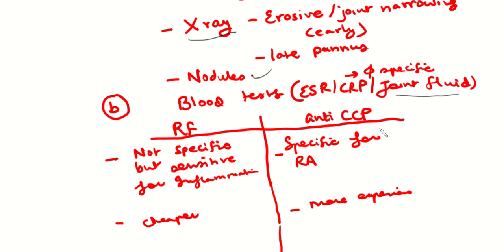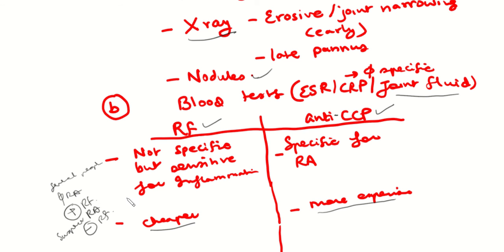But then there are two tests that are specific to rheumatoid arthritis. There's rheumatoid factor and anti-CCP. Again, rheumatoid factor's cheap, anti-CCP is more expensive. Rheumatoid factor is not specific but sensitive for inflammation. So you can have several people that don't have rheumatoid arthritis that have a positive rheumatoid factor. But it's a useful test. If I suspect somebody of having rheumatoid arthritis and they are negative rheumatoid factor, chances are it's not rheumatoid arthritis.